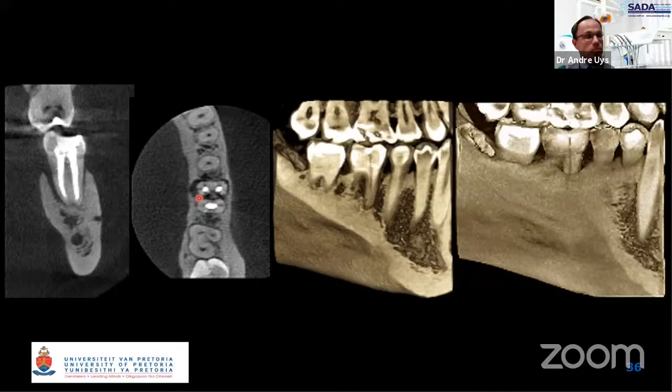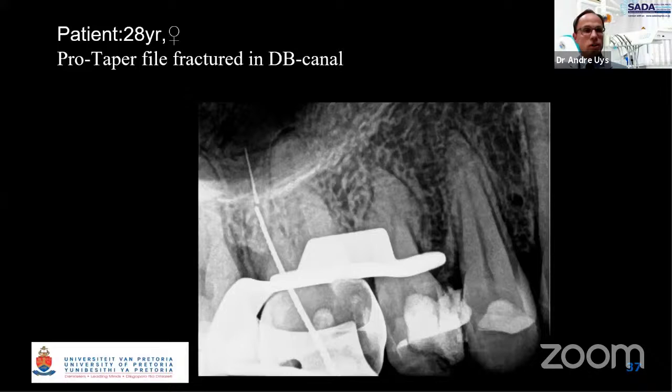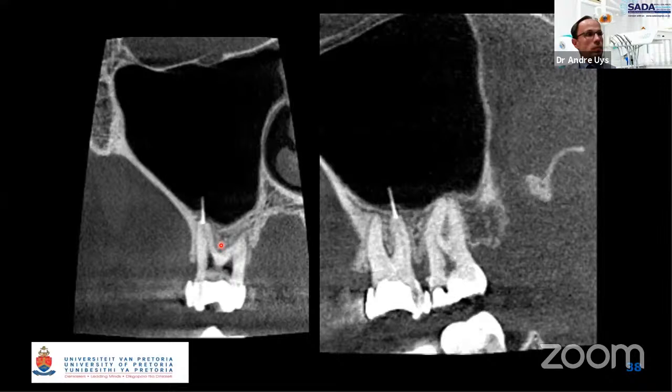This was an interesting case, also a student case, that fractured a ProTaper file while treating this tooth. And you can see that the ProTaper file was fractured in the distobuccal canal. We just wanted to know where it was, if it was in the sinus, and took a CT. And as you can see from the CT, the file was still standing up straight there. We then referred this patient to the periodontal department. They opened the sinus, and this little file was still standing up in the mucosa at that stage, and they could just retrieve it.